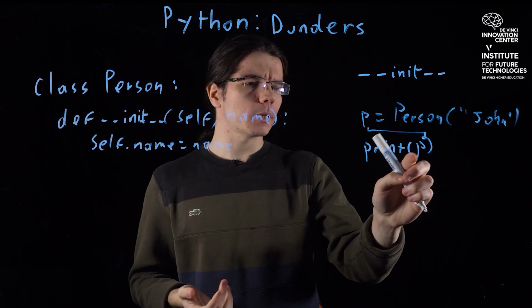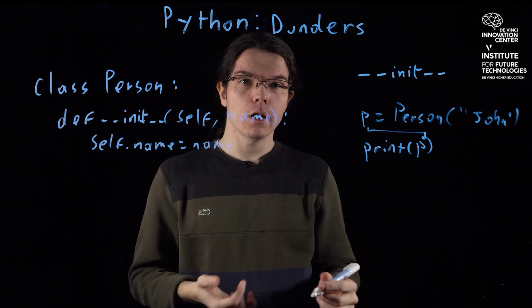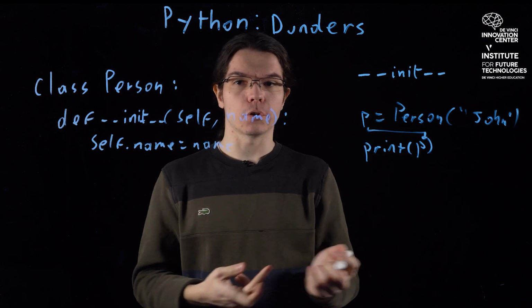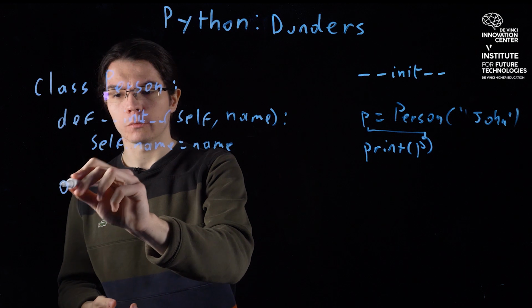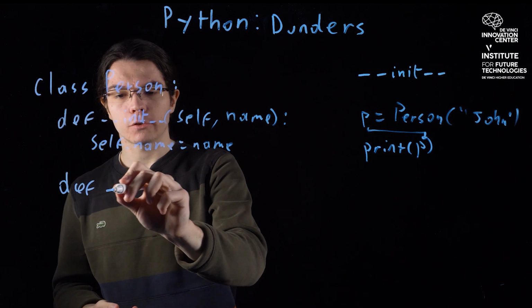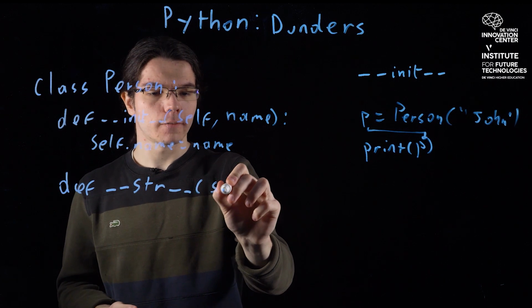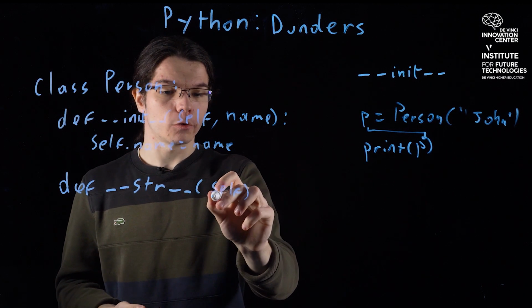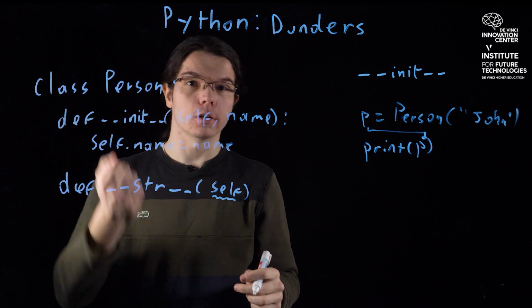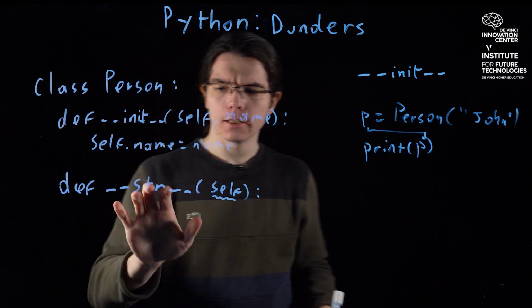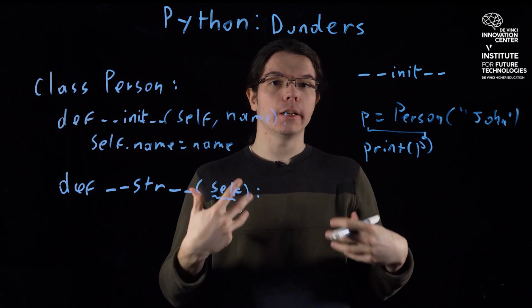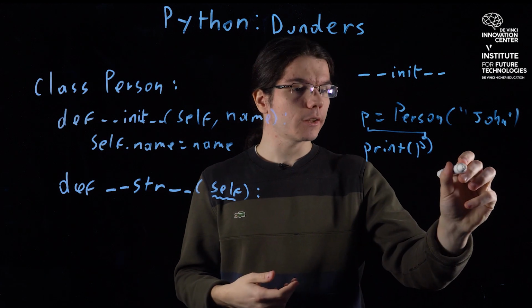So if I want to do that and I want to be able to just pass it to print, what I actually have to do is use a dunder called the string dunder. So it will be def __str__ and self. And notice we always have the self because we are inside the person class. Now the __str__ is what is called automatically when you use the str function.